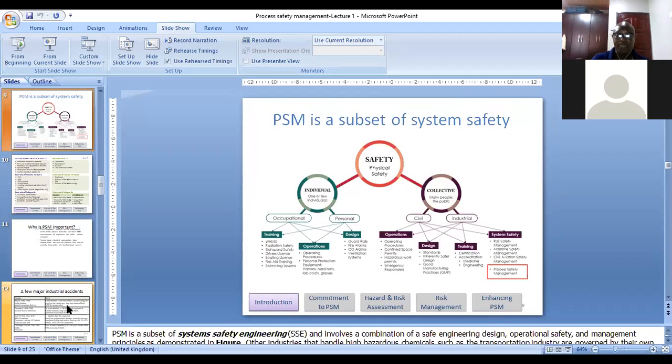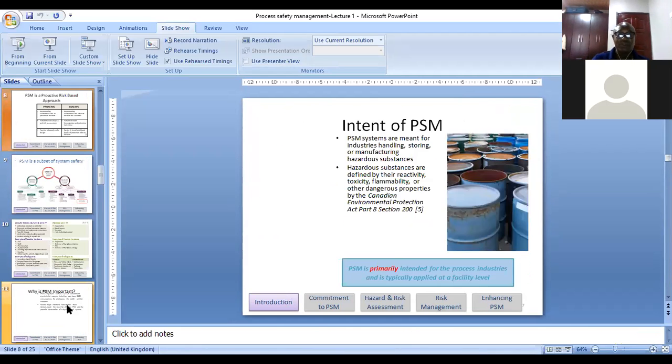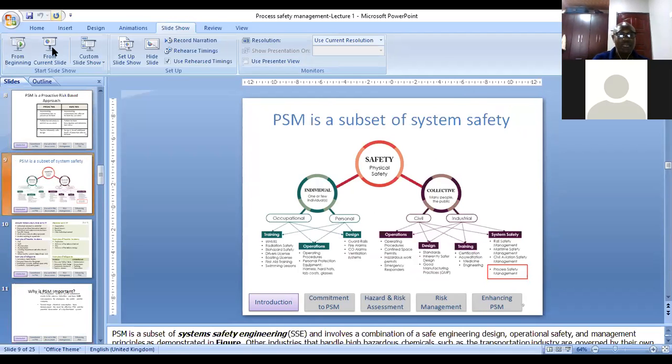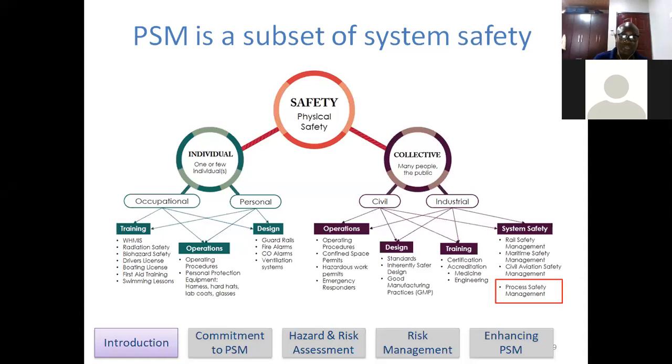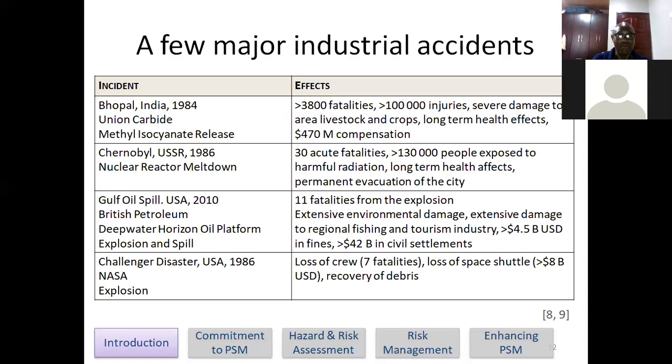And we said last week, when we started the course, we said process safety management has 3 key aspects. We have the individual safety, we have the physical safety, and we have the collective safety. So for individual, it can either be occupational or personal, while for collective, it can either be civil or industrial. And I gave you various examples of things that can happen.